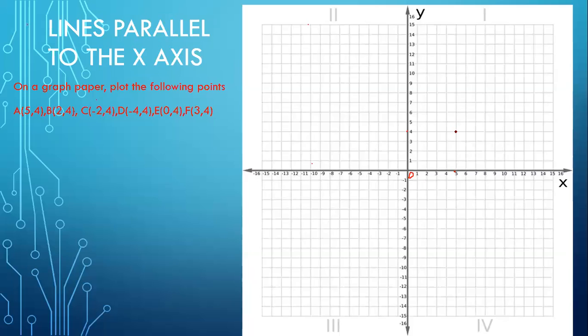So the point A will be over here, right? So I am writing A and the coordinates also, 5, 4.